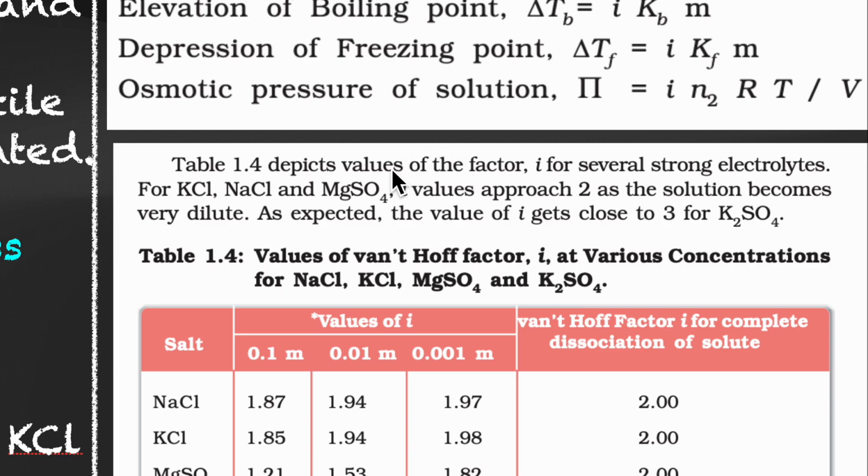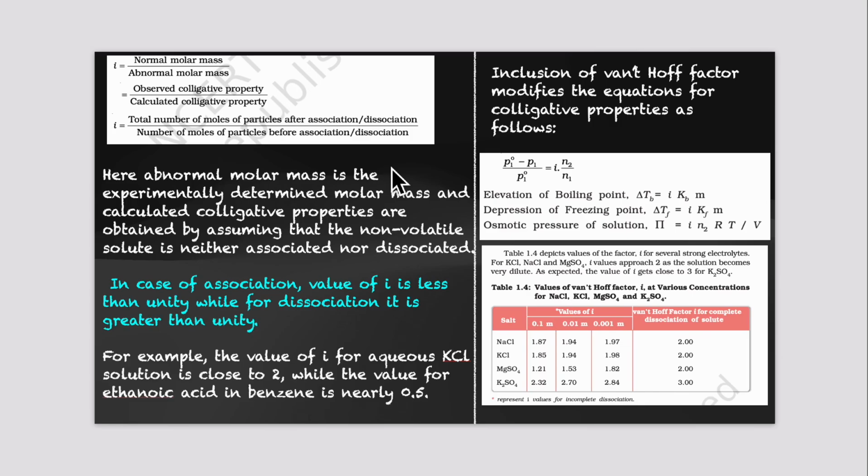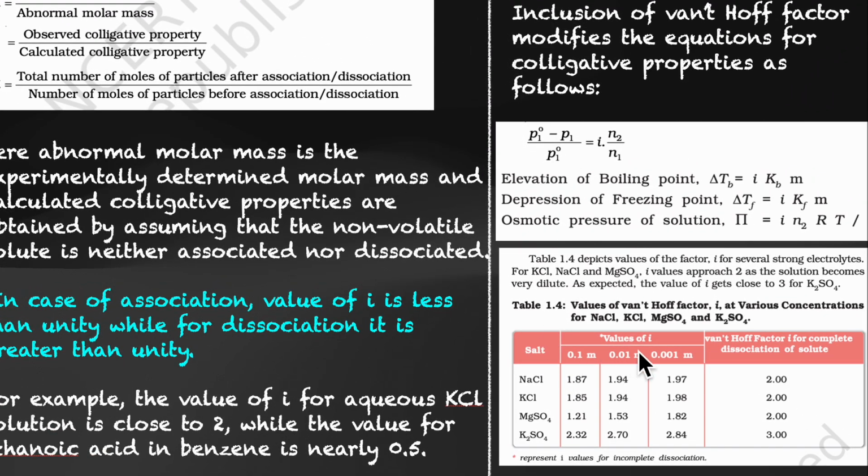Now looking into this table, values of Van 't Hoff factor i at various concentrations for NaCl, KCl, MgSO4 and K2SO4 are given. All these values are near 2 for NaCl, KCl and MgSO4. So when there is a question containing these solutions, we'll have to take i to be 2 on our own. They might not be giving the value of i each and every time if it is a solution which is known to us, right? And for K2SO4 it is nearly 3, so for it the i value will be 3.